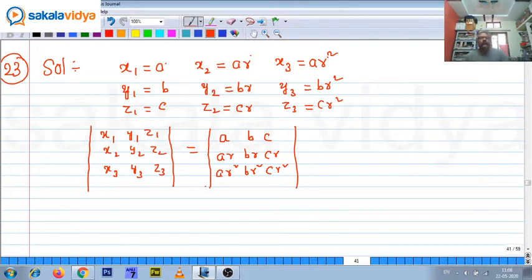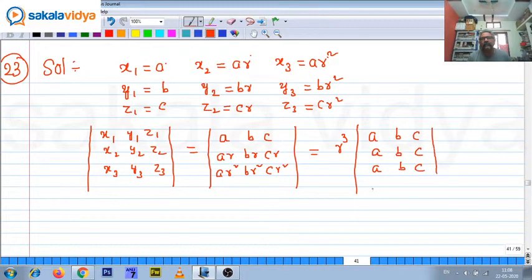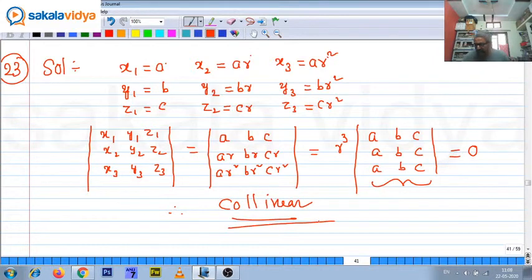Okay, from the second row take r common, from the third row take r square common. You get r cube times the determinant of abc, abc, abc. All rows are identical, that's why this will be 0. Therefore collinear, this answer is collinear. So I have taken actually here only 1 point, understood now? Coplanar means we need 3 vectors, here not 3 vectors, we get only 2 vectors.